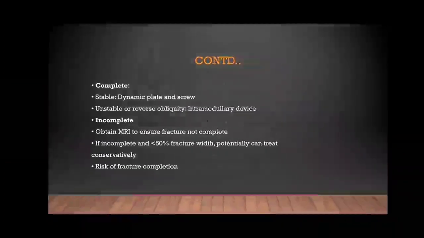If there is a complete, stable fracture, you can use a dynamic hip screw. If it is unstable or reverse oblique, then you have to use an intramedullary device. If the fracture is incomplete, you have to ascertain whether the fracture is complete or not. You can do an MRI to see that. If incomplete and less than 50% fracture width, potentially you can treat with conservative management. If there is a risk of complete fracture occurring after weight bearing, then it is better to fix it.